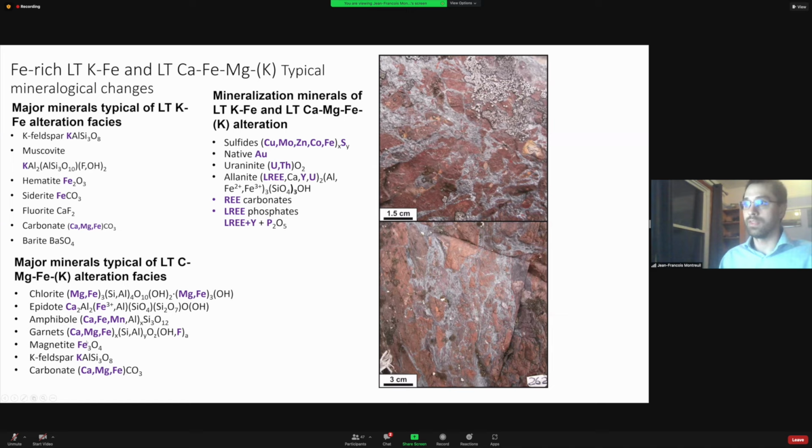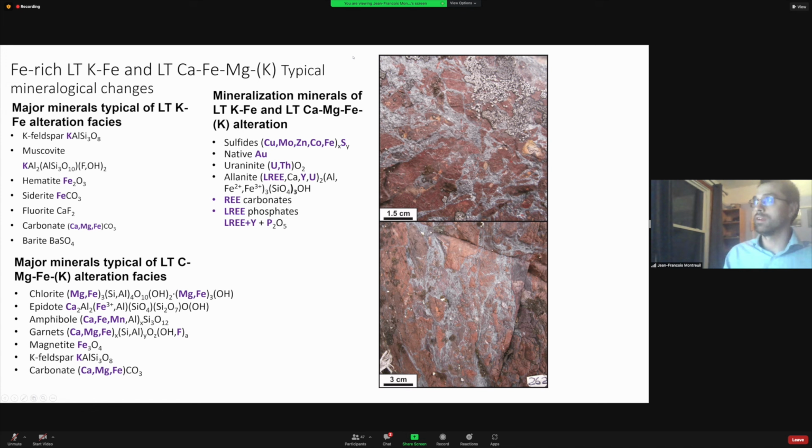And then other minerals, even magnetite, can be present in certain of these zones, like feldspar and carbonates. Quite a diversity of mineralization minerals are possible at these alteration facies: a wide diversity of sulfides, native gold, uranium, rare earths, especially light rare earths, as allanite, rare earth carbonates, and rare earth phosphates.